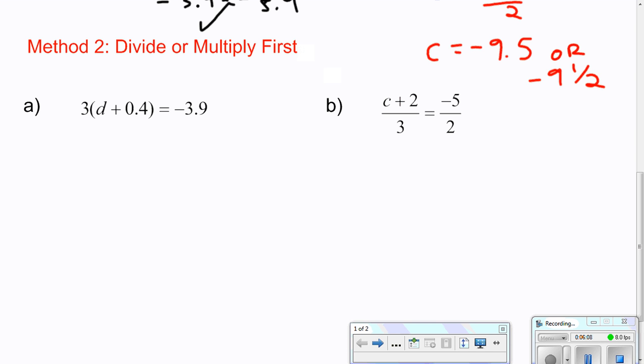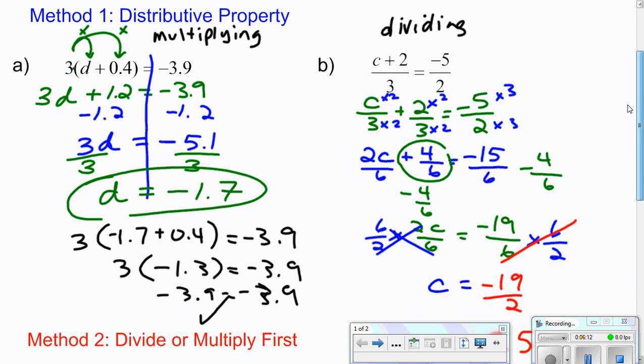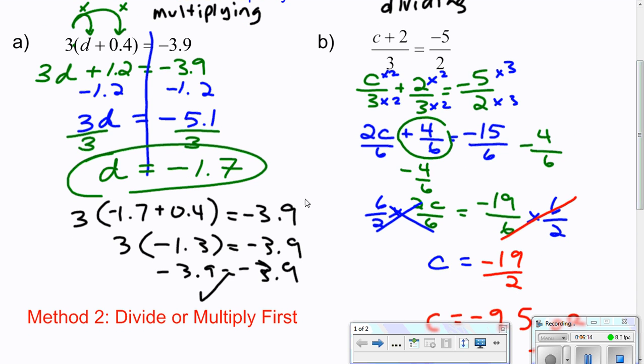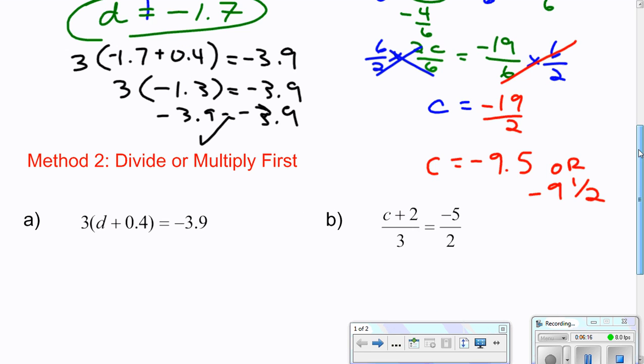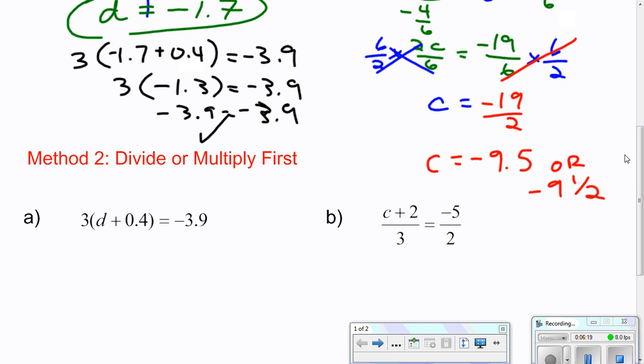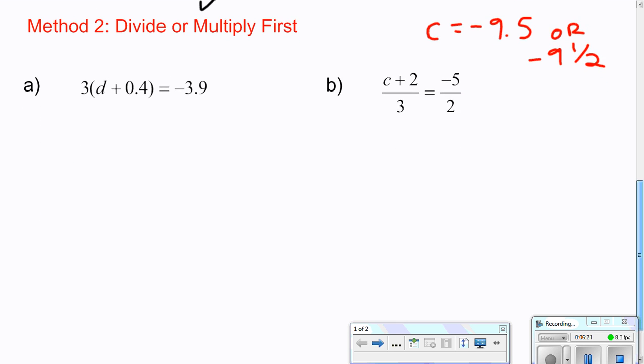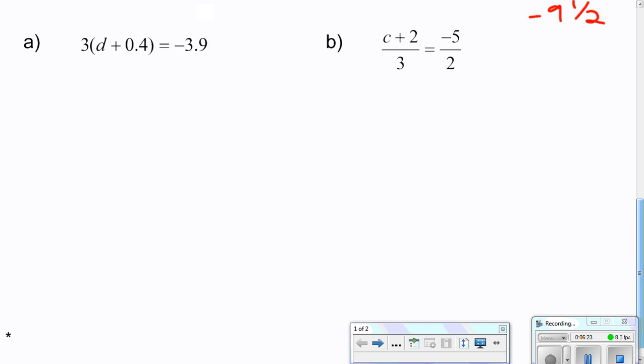These are the exact same examples as in the first. So we know what answers we're trying to get. We're trying to get negative 1.7 and we're trying to get negative 9.5. But I'm going to show you a different way of doing this that you may or may not like better. Again, it's a preferential thing, but there will be some instances where one method is substantially easier than the other. So this is like 3 times d plus 0.4.